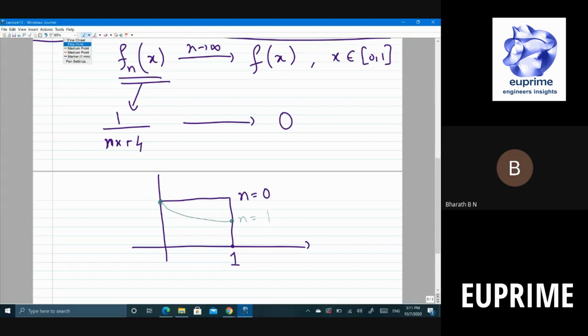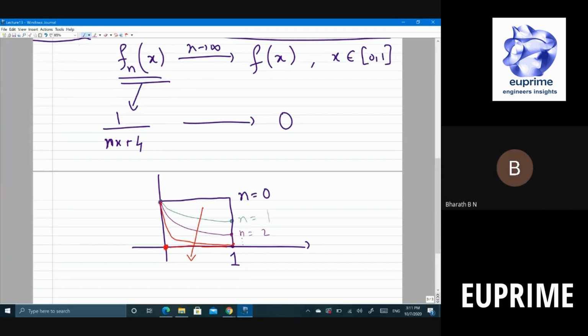What happens for n equal to 2? Again it starts here, but as x reaches 1, it will be 1 by 6. It will be somewhere like this, n equal to 2, and so on. So eventually it will be almost like this, very close to 0. As n goes to infinity, this goes down and down, and finally it goes to 0, except at this point. Except at this point, everywhere it will be 0.